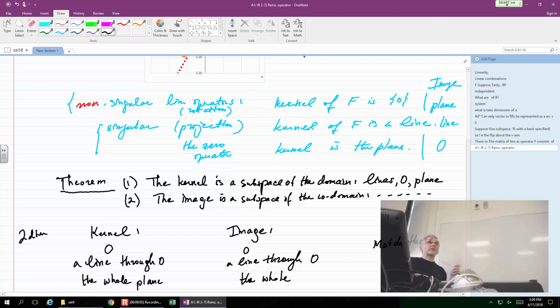Let's say the kernel is everything. So let me take the last one. The kernel is everything, right? So that matrix takes everything to 0, right? So that's the kernel. The kernel is whatever goes to 0. Suppose everything goes to 0.